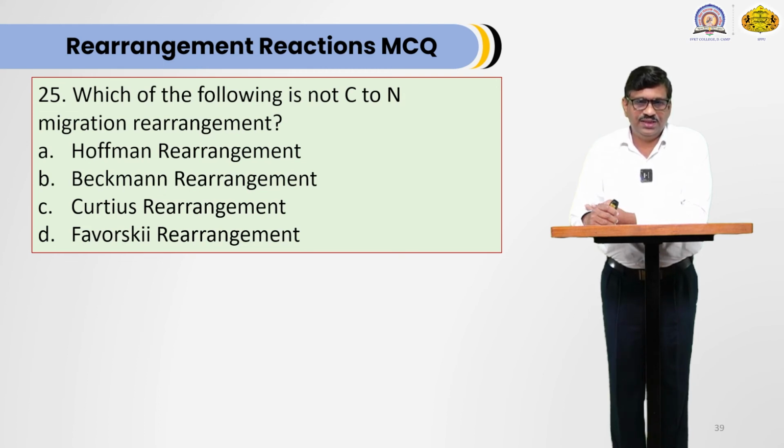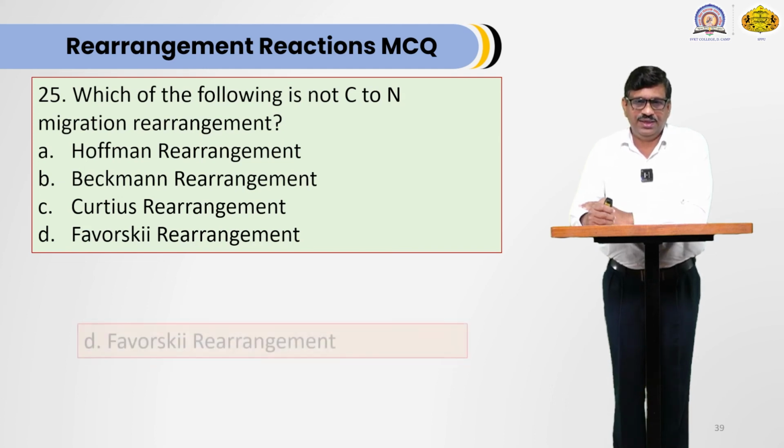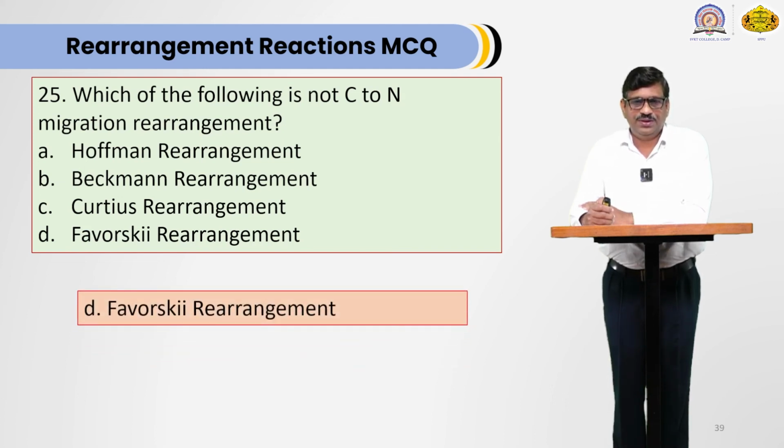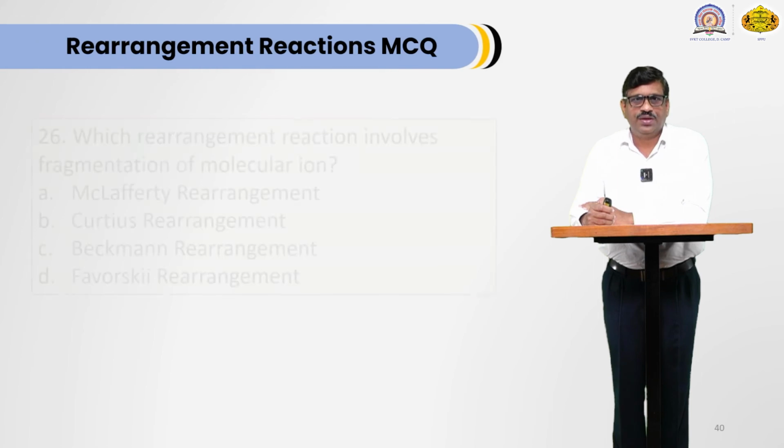Only the option remaining is Favorskii rearrangement, and we know that alpha haloketone is the starting compound, and that alpha haloketone does not contain nitrogen. That's why there is no chance of carbon to nitrogen migration in Favorskii rearrangement. That's why Favorskii rearrangement is the correct answer.